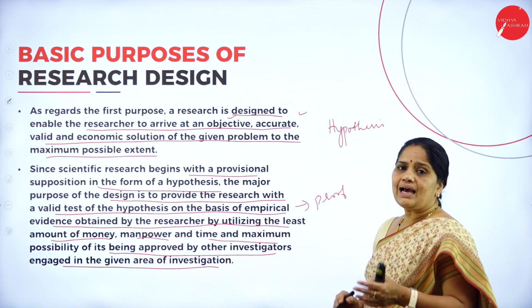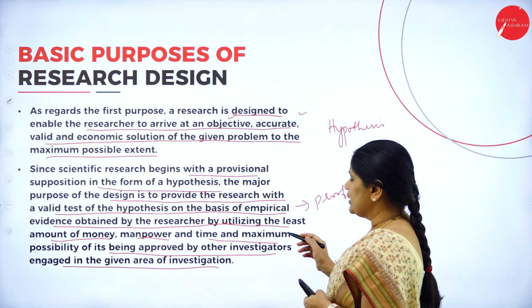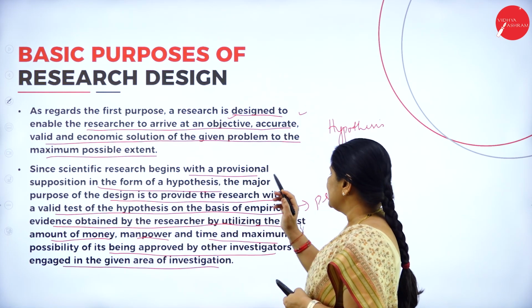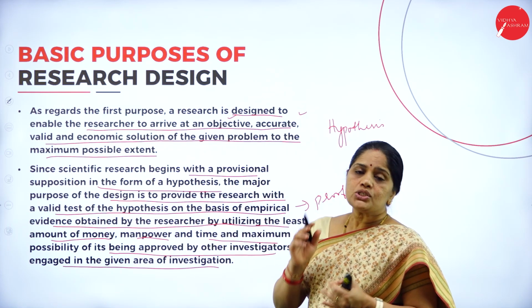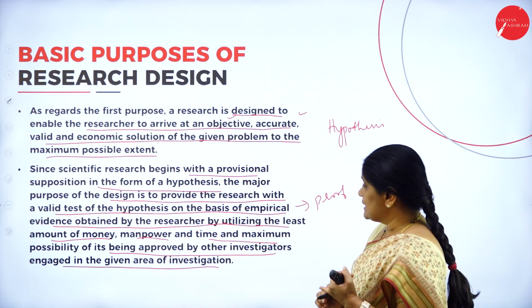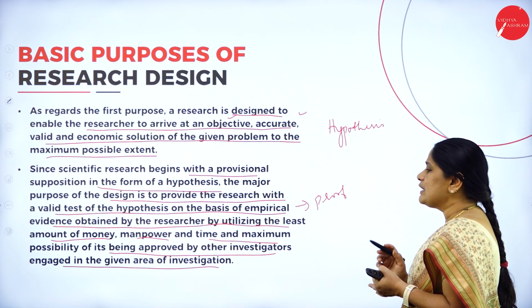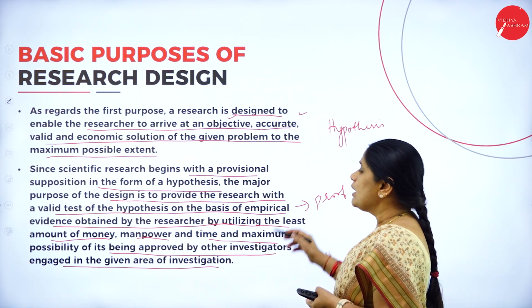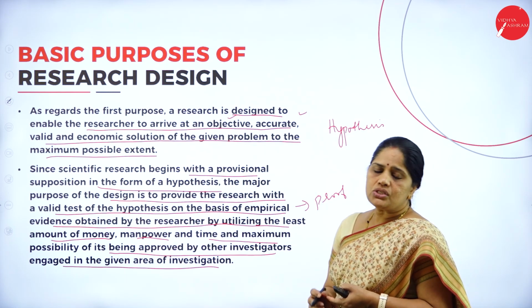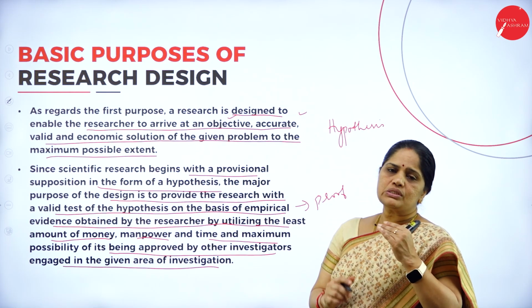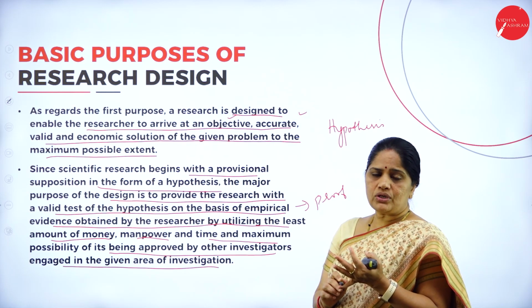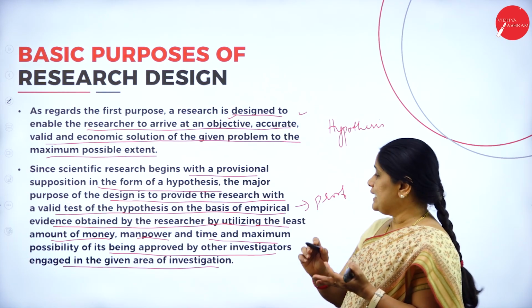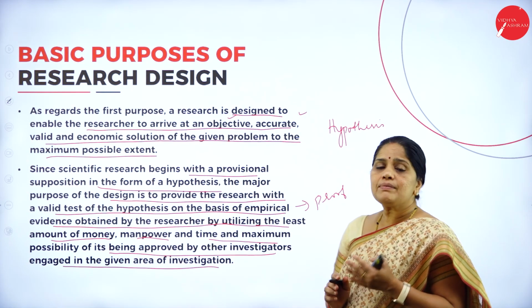So, to prove the hypothesis, the proof he is giving should utilize the least amount of money. He has to make use of the least amount of money, manpower, time and maximum possibility of it being approved by other investigators. So he has to use the least amount of time, the least amount of money, and also maximum possibility.